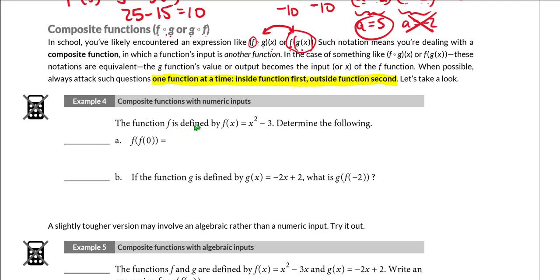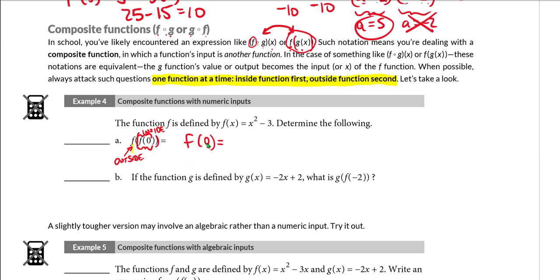In example 4, we have the function f defined by x squared minus 3, yet another quadratic function here. And we need to first determine what f of f of 0 is. What I was talking about in terms of one function at a time, inside function first, is let's take care of f of 0 first, right? That's the inside function. The other f is the outside. So they're both the f functions, but one's inside the set of parentheses and one's outside the set of parentheses.